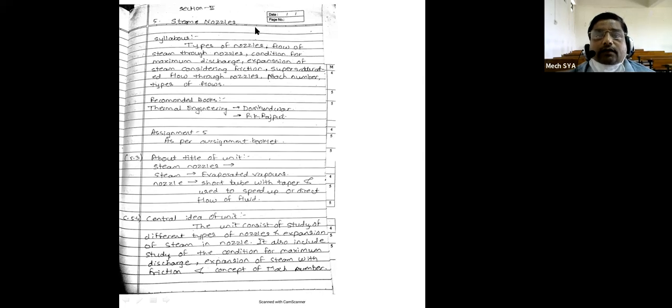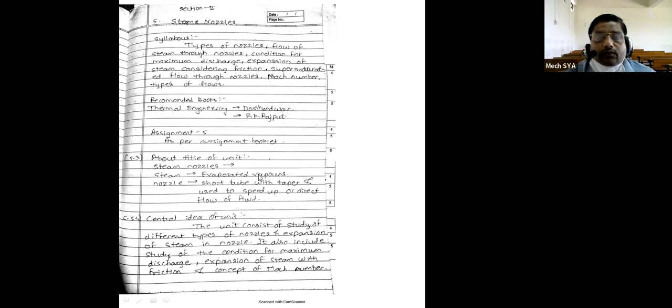Now I will define. Somebody is defining: it is used to transfer kinetic energy. Prerna is correct, but it is not transfer, it is used to generate kinetic energy. Transfer is also there, but it is used to generate the kinetic energy. So nozzle is a device where we are increasing the velocity, that is, velocity means kinetic energy of the steam.